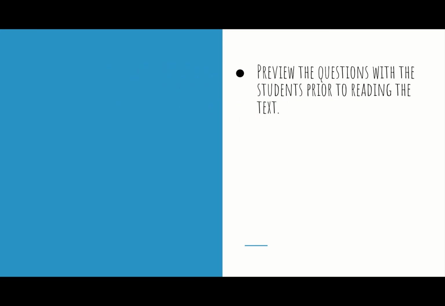Okay? So here are some of the strategies. So you're going to preview the question first with the students prior to reading the text. Then you might want to use an anchor chart like stop, think, and jot, or some kind of reading strategy that you might have from some of your literacy lessons, where the students are thinking about what they need to be looking for, stopping and asking questions, and maybe jotting down some notes.